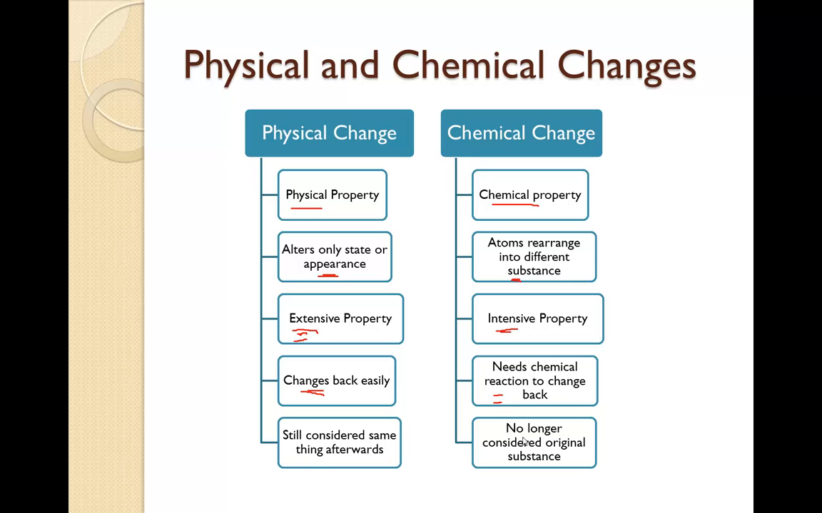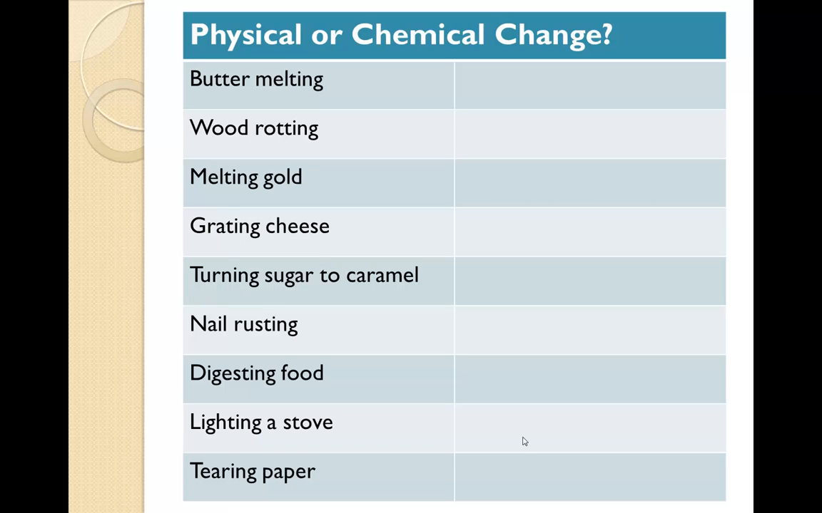So let's do some practice. Butter melting. Well, if we cool the butter back down, it will turn back into a solid. So butter melting is turning it from a solid to a liquid. Well, we can turn it back easily, so that's going to be physical. Wood rotting. Once the wood rots, you can't turn it back into the piece of wood again. So therefore, that's chemical. Melting gold. You can cool it down again very easily, making that a physical change.